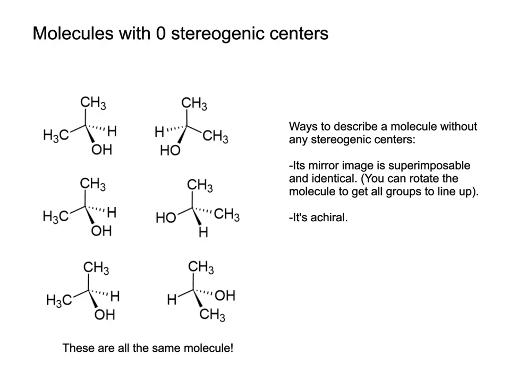Another term that we use to describe a molecule with 0 stereogenic centers is that it is achiral. Chirality refers to handedness, such as left-handed and right-handed versions of the molecule. Since the mirror image of a molecule with 0 stereogenic centers is superimposable and identical, that means there's not a left and right-hand version, it's just one version. So that means the molecule is going to be achiral. In addition, it means the molecule has no enantiomer.